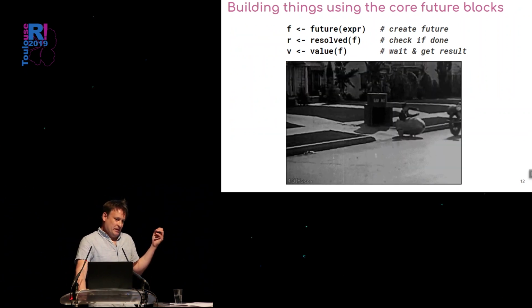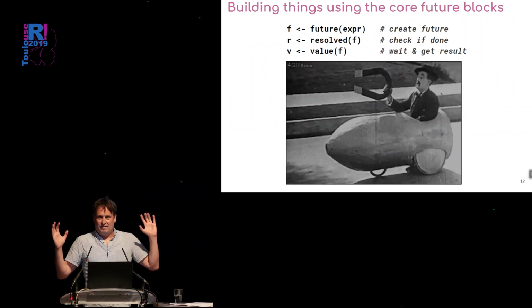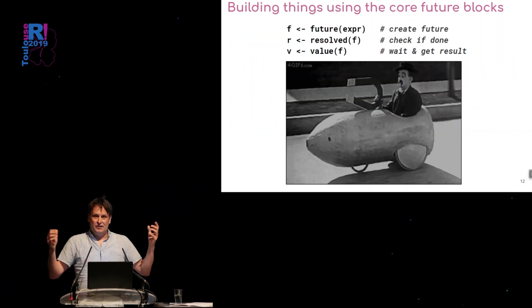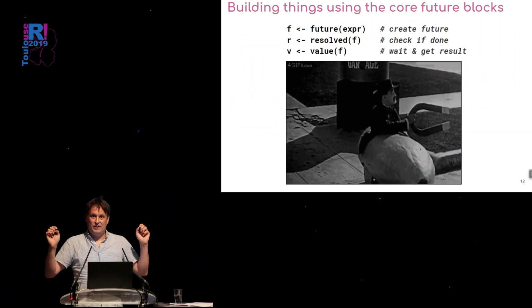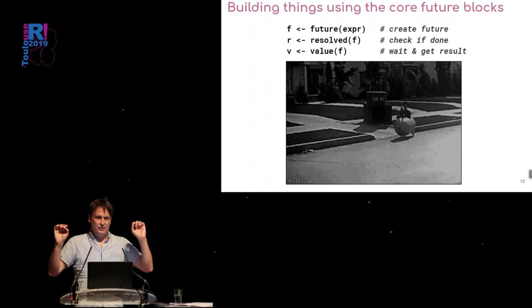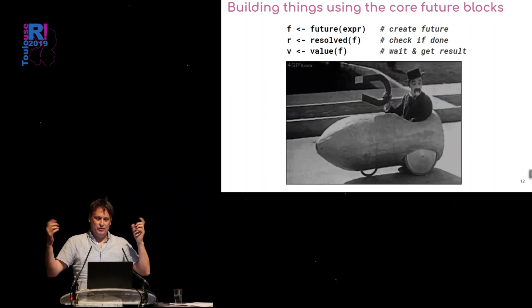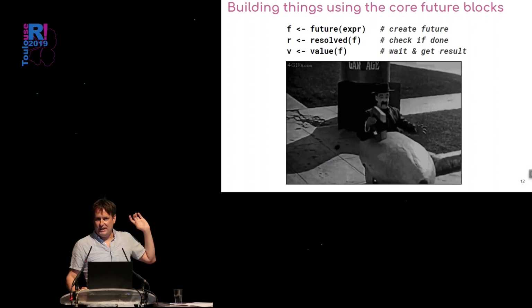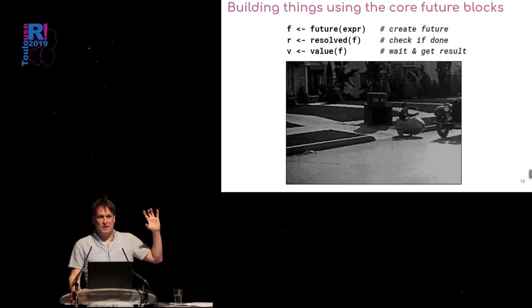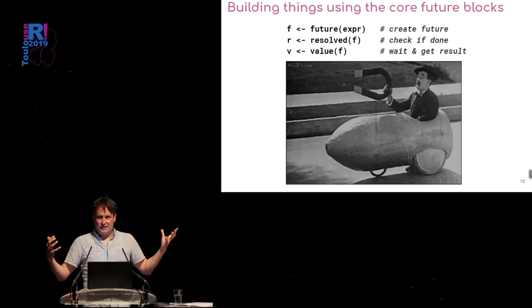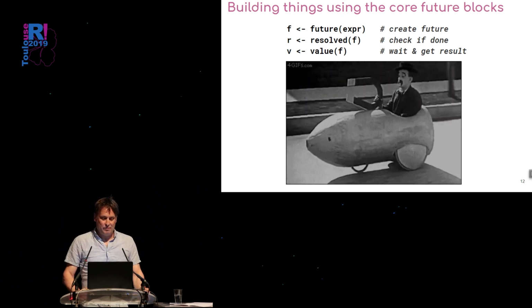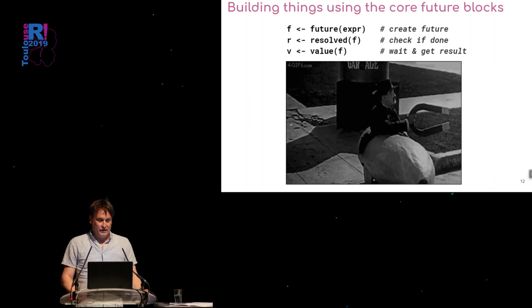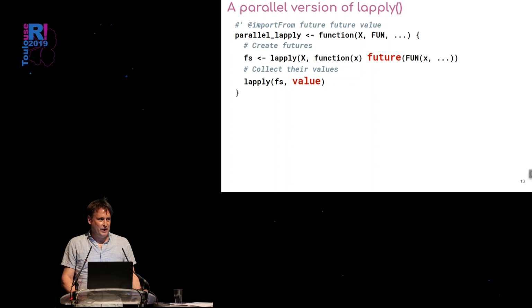So I mentioned the function future and the function value. There's one more called resolved. You can check in on the future and ask, are you done or not? And it will say TRUE or FALSE. But with these 3 constructs, we can build much more powerful parallelization APIs higher up. As an example, if you want to create your own parallel lapply, this is what it will look like as a first approach, and it will work.